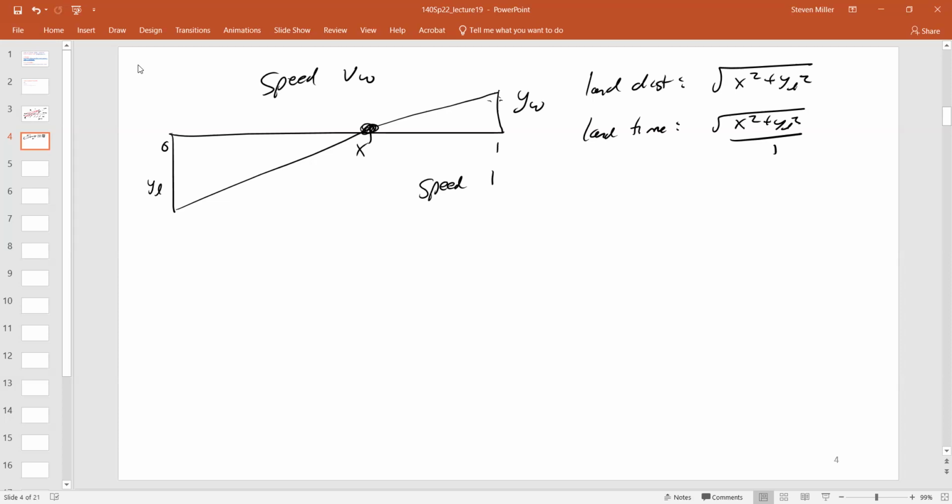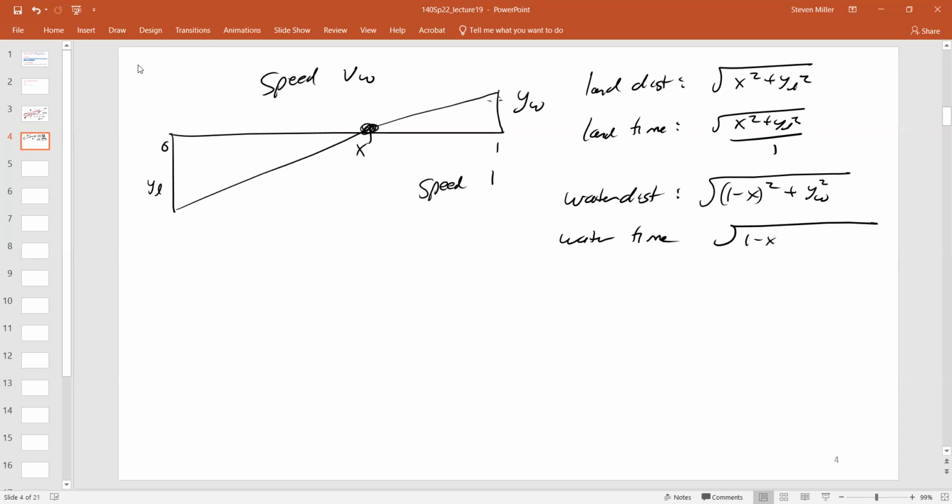What's the water distance? So we have another right triangle. It's going to be the square root of 1 minus x squared plus YW squared. And the water time is going to be the square root of 1 minus x squared plus YW squared over VW.